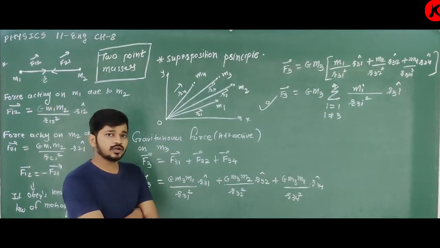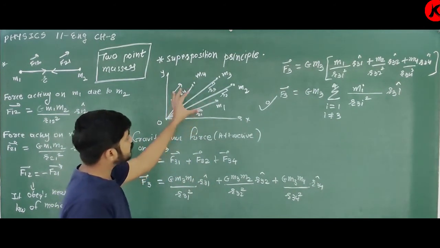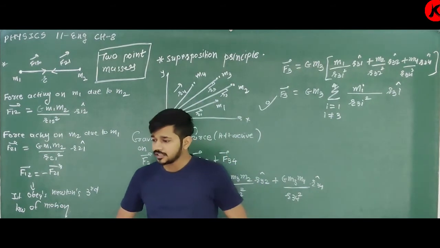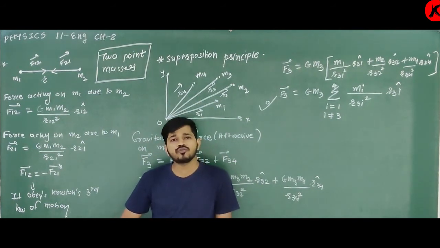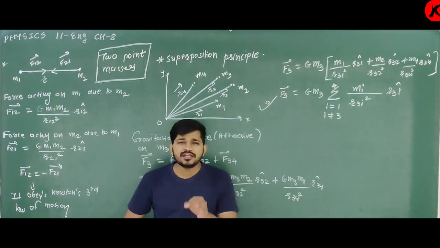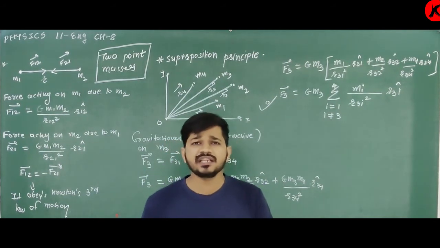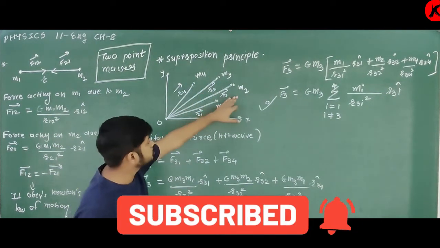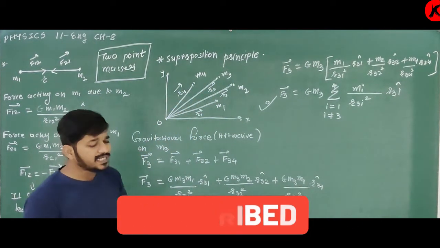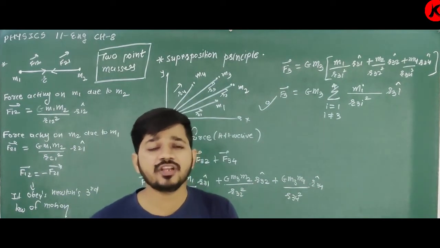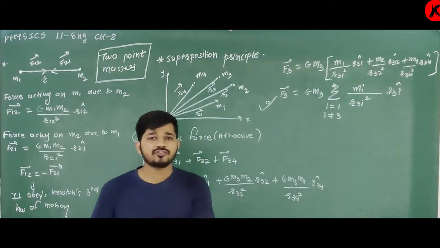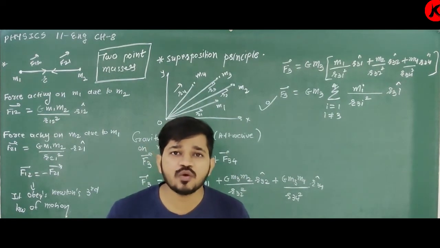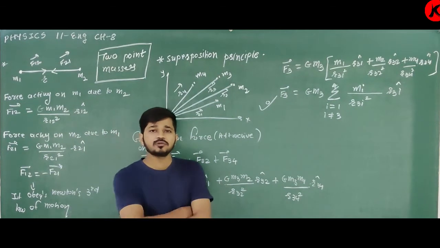Okay, so if you are given a system of particles, and you have to find the force acting on any one particle, then how to find it? Simple. First of all, find individual forces: the force on 3 due to 1, then due to 2, and then due to 4. And then take their vector addition, because force is a vector quantity. Clear about this?